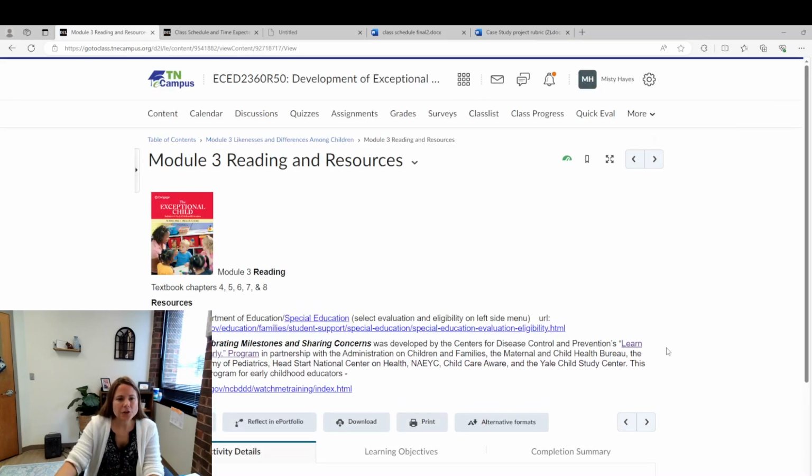Okay, so for reading, you're going to read chapters 4, 5, 6, 7, and 8 in your textbook, Exceptional Child. All of these textbook chapters are really going to align with what we're learning about in these two lessons for Module 3.